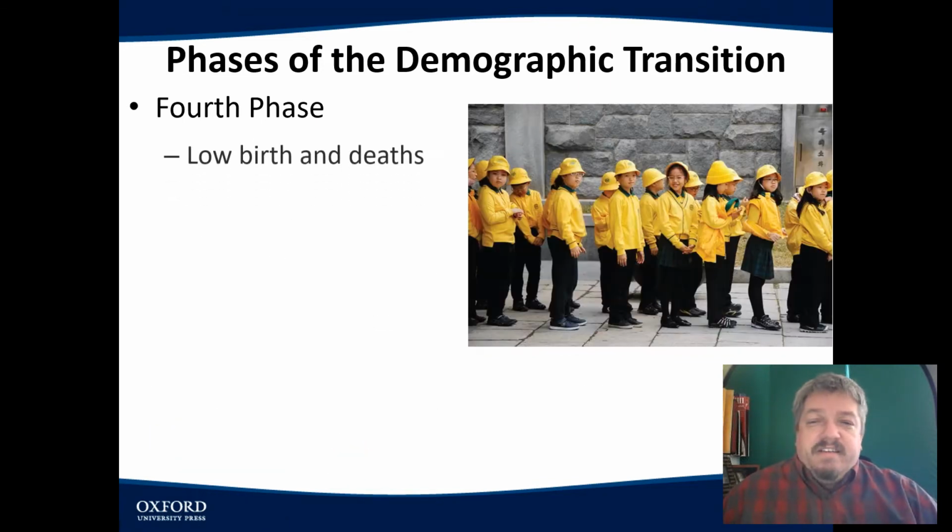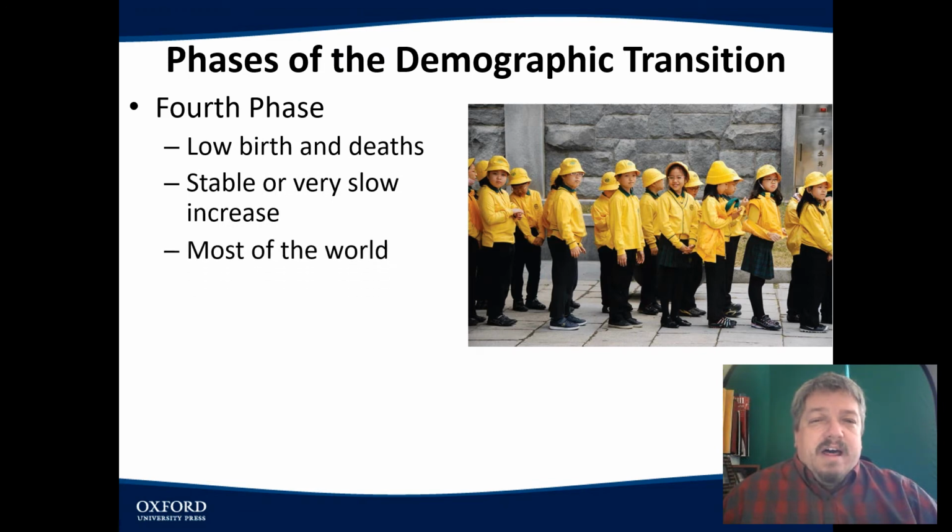The fourth phase, and this is where a lot of countries like the United States or Germany or France are stable. The population has kind of evened out. Low birth rate and low death rate. So the population stays roughly the same. Our population is increasing, but not as fast as other countries. A lot of the world is here.